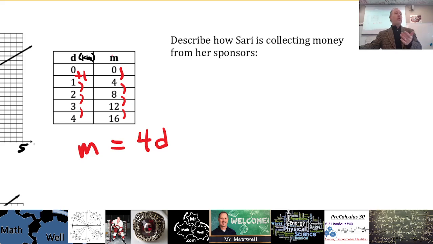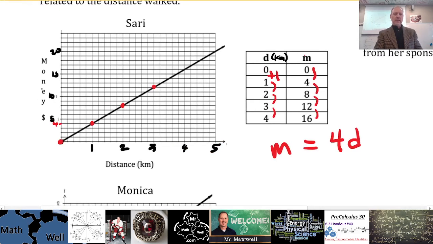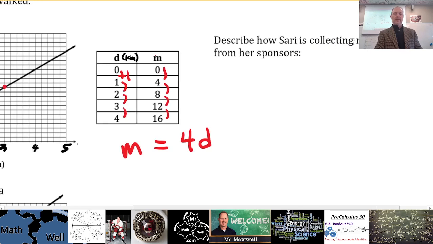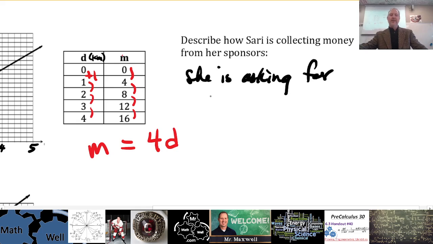What units is that? For what? I don't know. Does it say? No. In the question? Yeah. Oh, money. Look at the unit there. Oh, dollars. So, 4. Okay, go ahead. Say it again. You want to try again? $4 per kilometer. Okay, very good. She is asking for $4 for every kilometer walked.